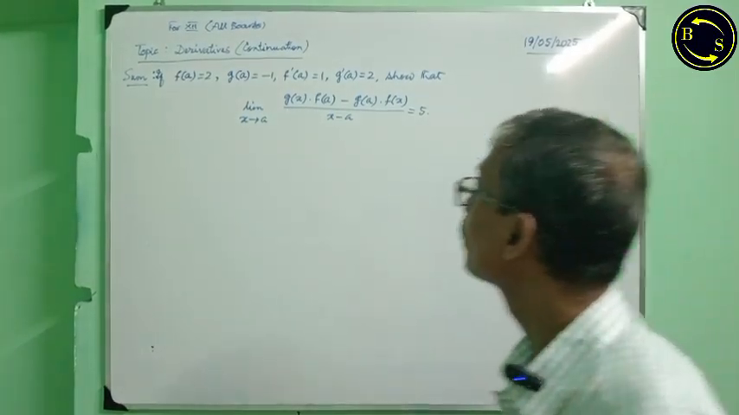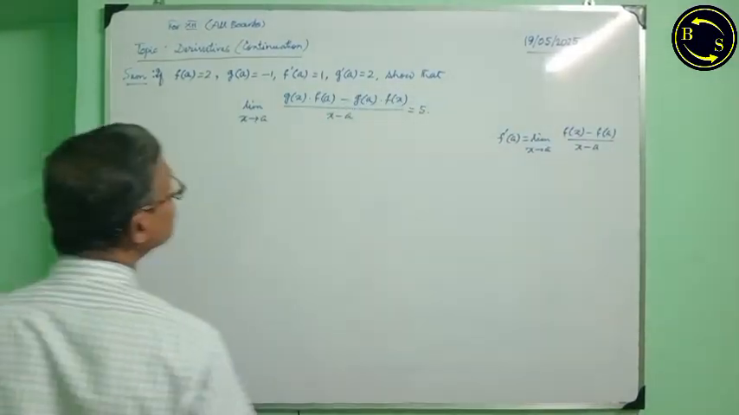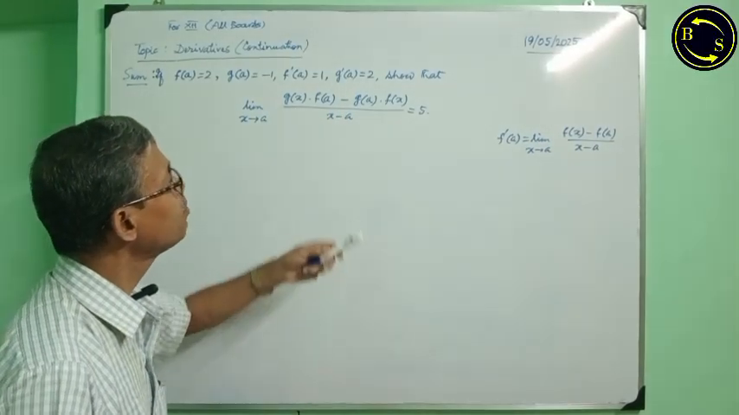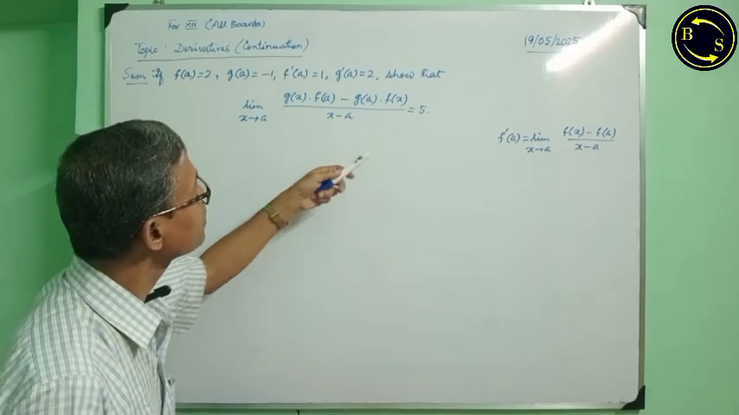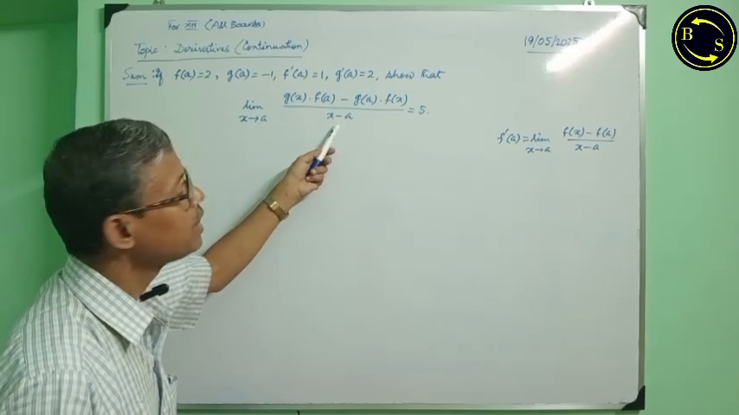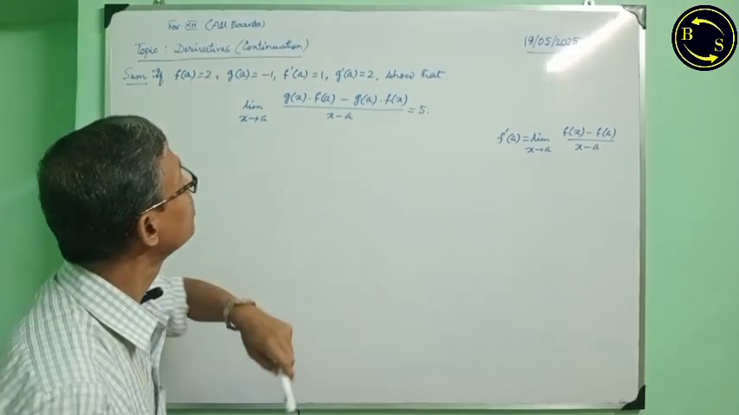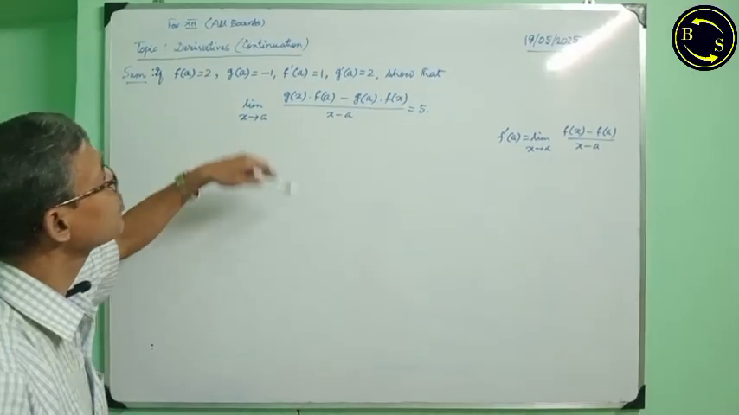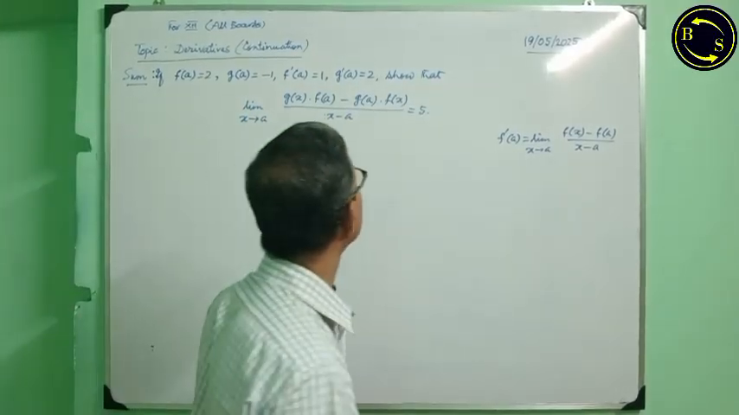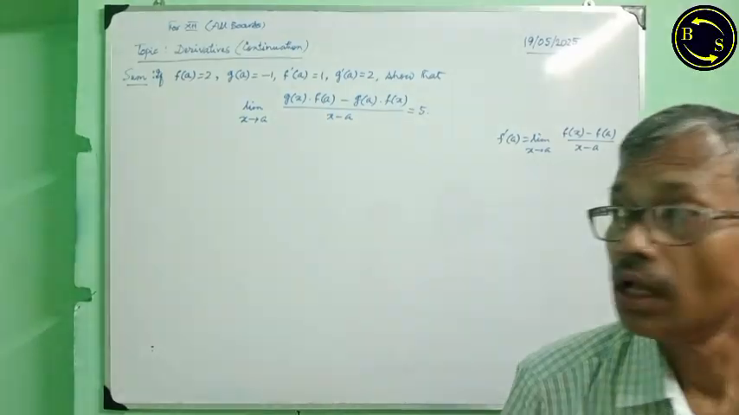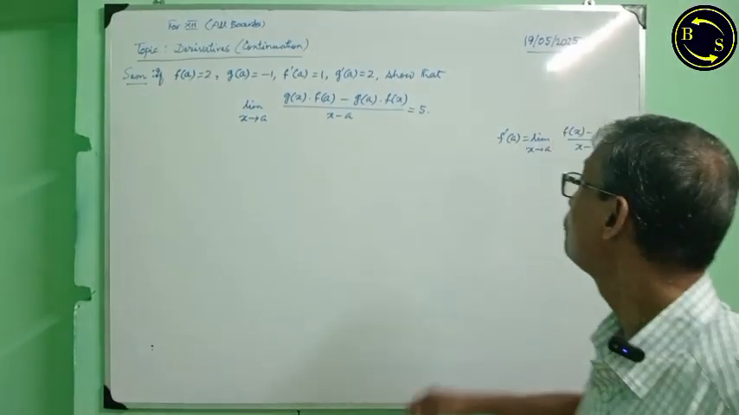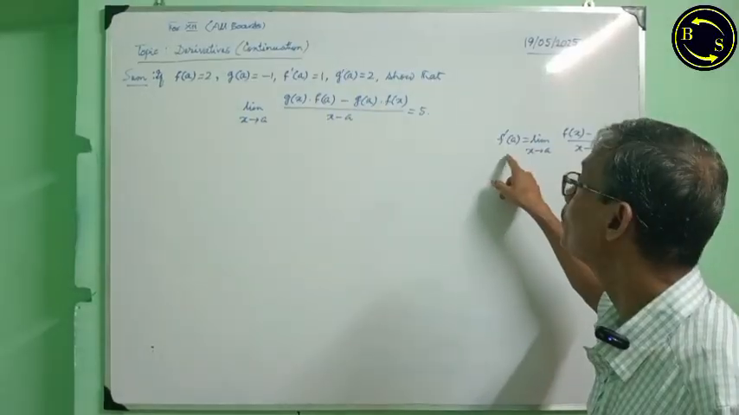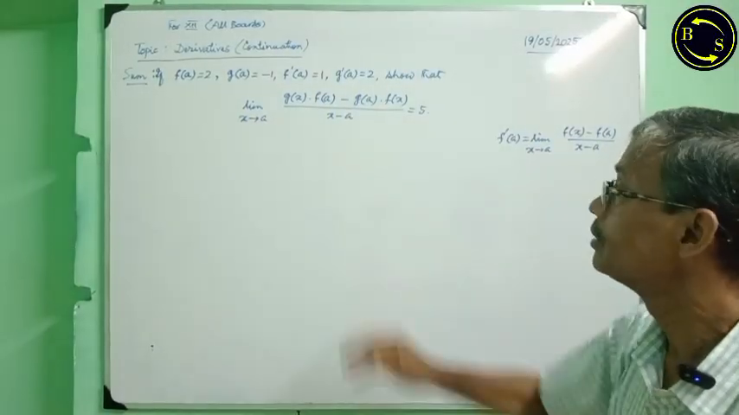Next sum. Limit x tends to a, numerator gx into fa minus ga into fx, denominator x minus a, that will be equal to 5. Given this condition, fa is 2, ga is minus 1, f dash a is 1, g dash a is 2. Keep in mind this form. This form is to be used also here.